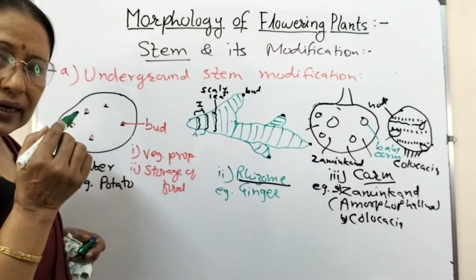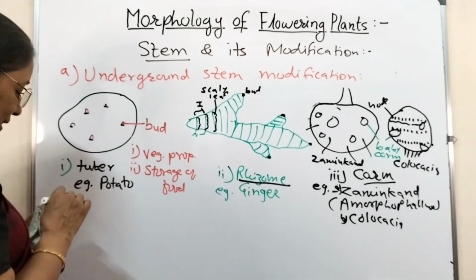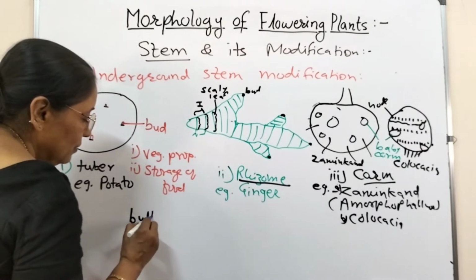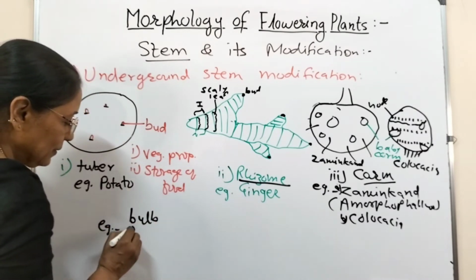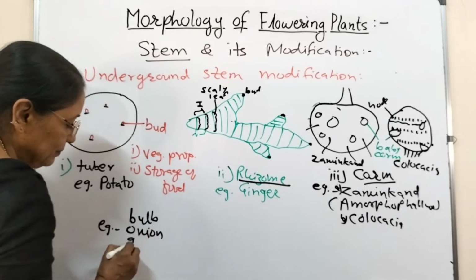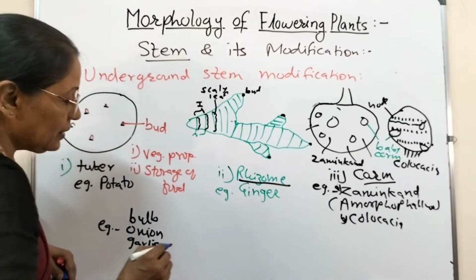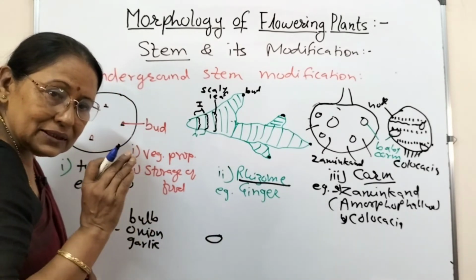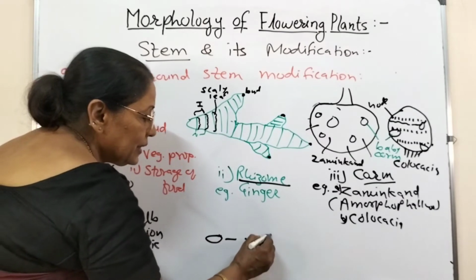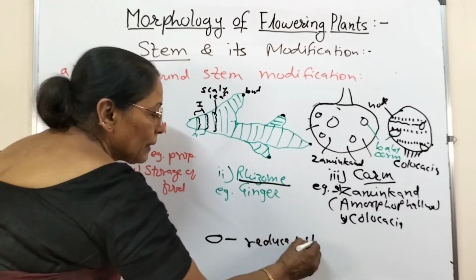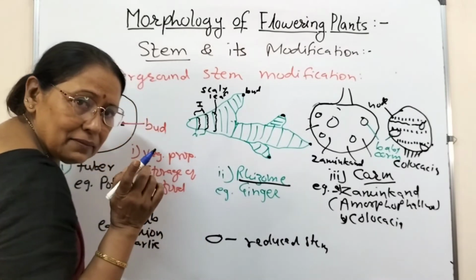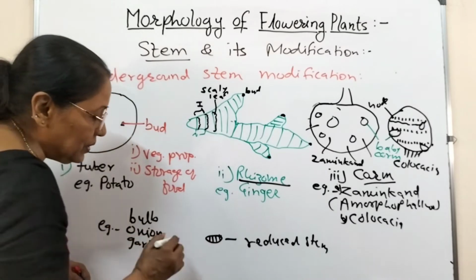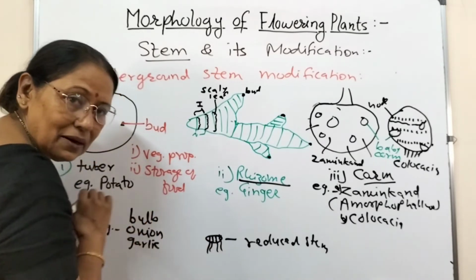Let us take one extra example which is not in your NCERT, that is bulb. Example is onion and garlic. In case of onion, here you find this is the reduced stem, which you cut and remove from the bottom. This is its reduced stem, and it is stem, so it will have node and internode. This is the node and internode. From the lower side, you will find the roots coming out.